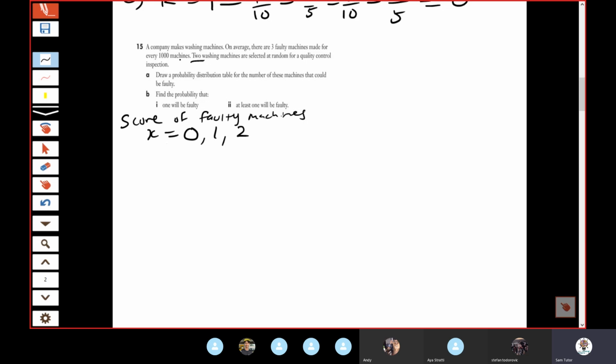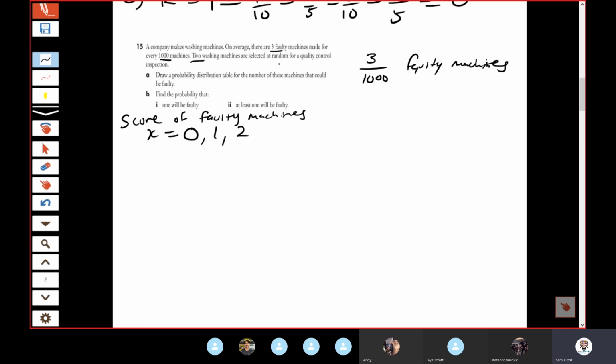Again, let's read it again so we can make sure. The company makes washing machines. Okay, on average, there are 3 faulty machines made for every 1,000. I think we get that. So the probability, every 3, there's 1,000 faulty machines.